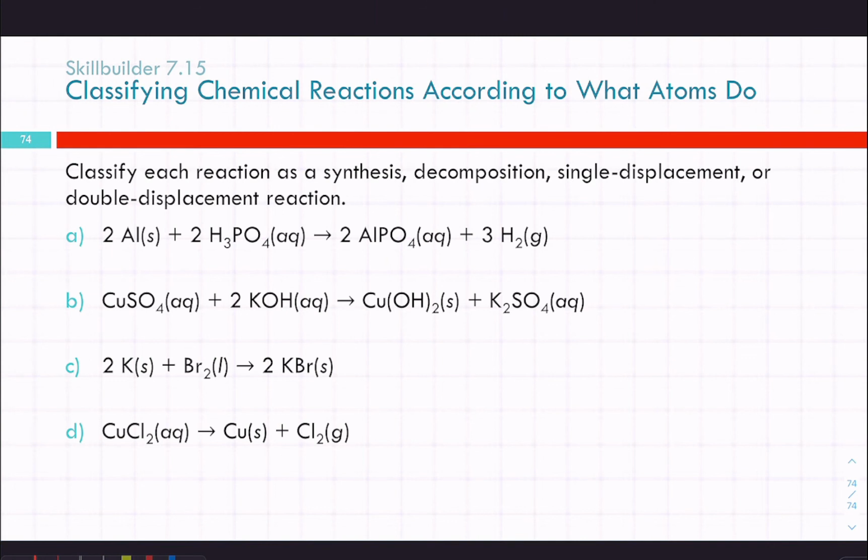So very quickly, for A, is it synthesis, decomposition, single displacement, double displacement? Single displacement, because we have one thing and then one thing on the other side. For B, double. C, yep. And that really leaves one last thing. Cool. That's chapter 7. Thursday will be all about oxidation reduction.